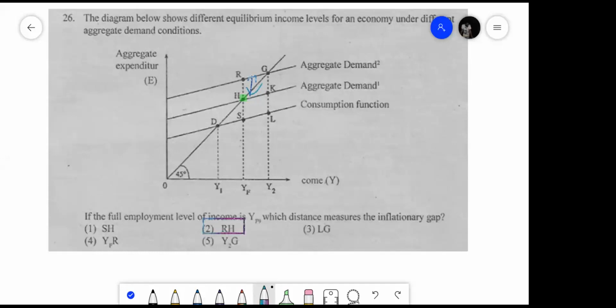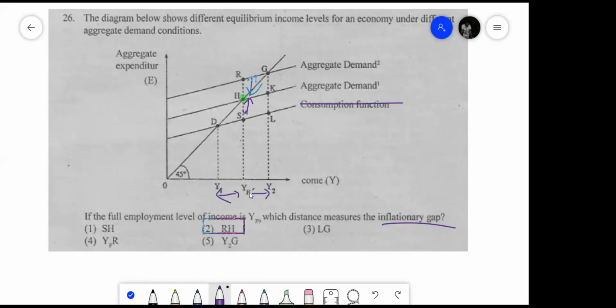If the question was what is the deflationary output gap, this has to be the other aggregate demand function. It will be HS, that would be the deflationary gap. But they are not asking you for deflation, they're asking you for the inflationary gap. So the inflationary gap is RX.